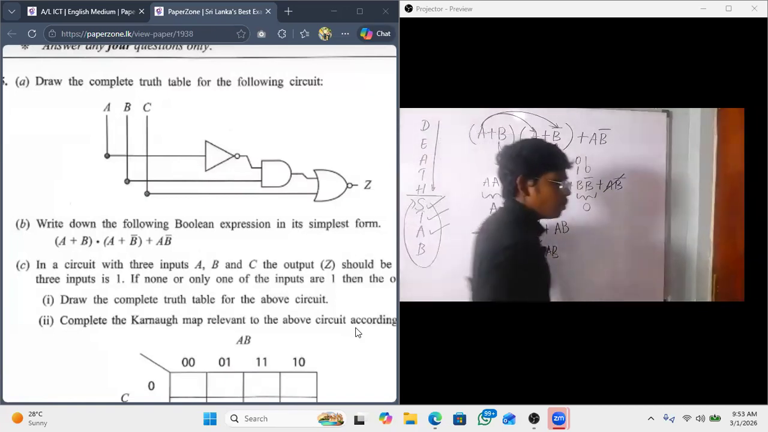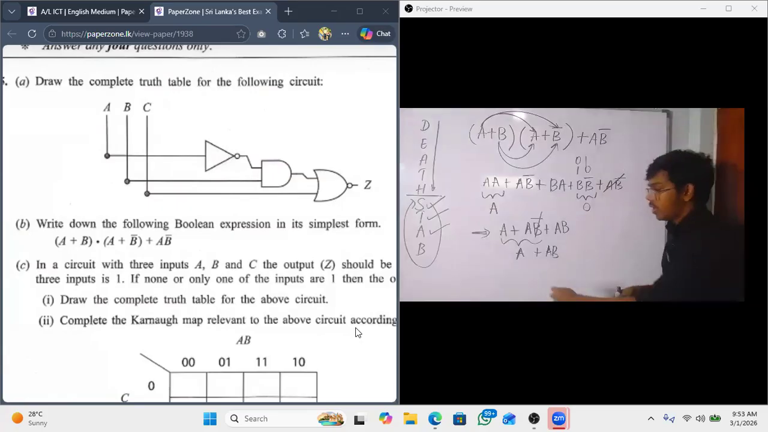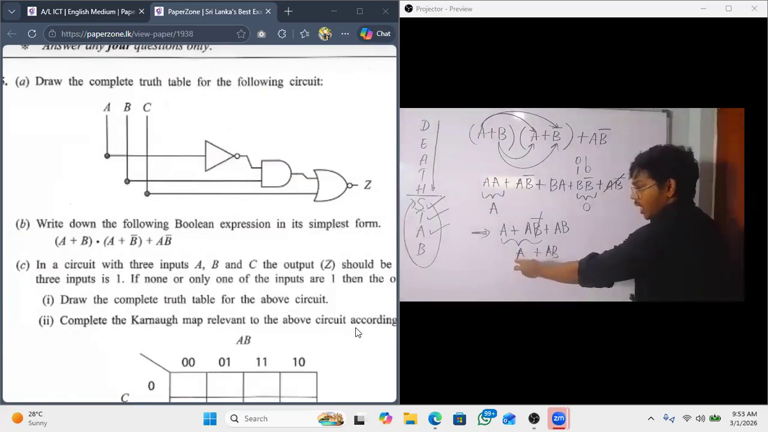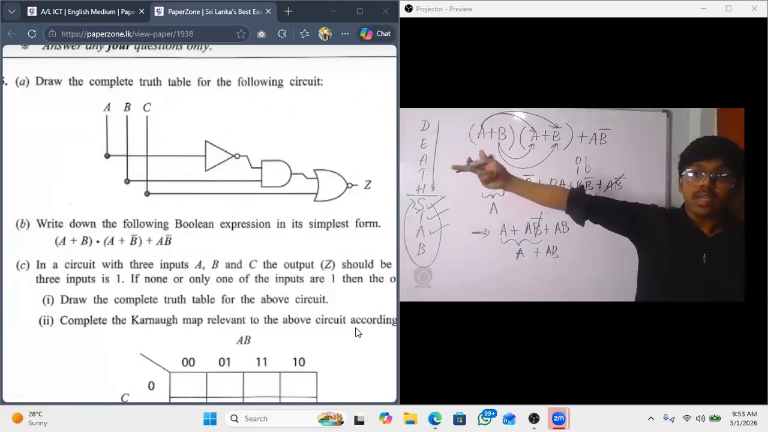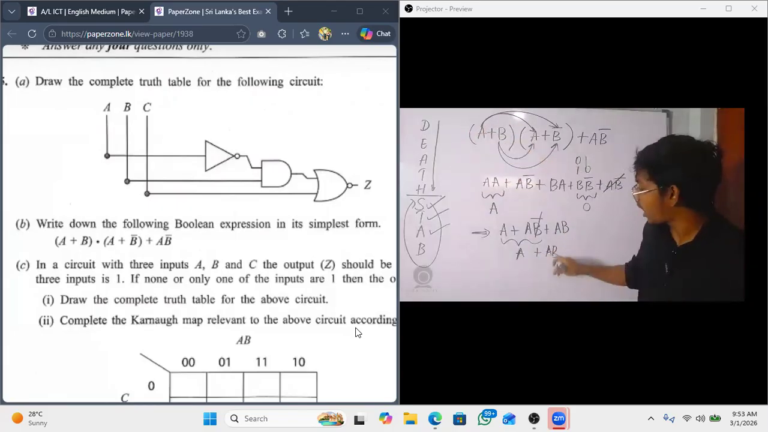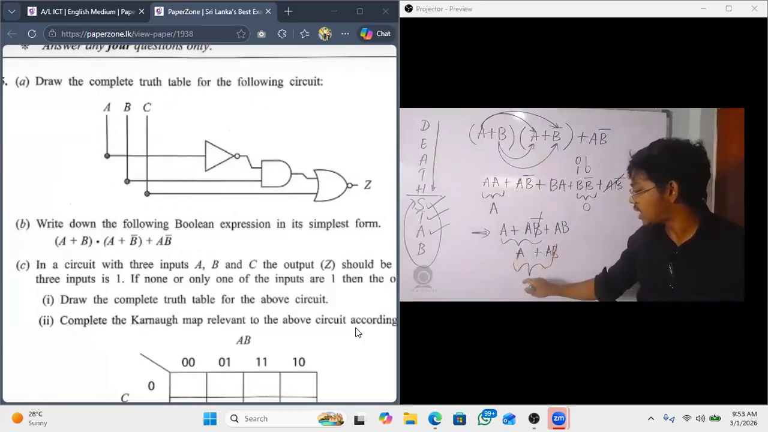Can you see the absorption again? Once again, here look. A again with his clone with someone else. Cut that person. A plus A. Your final answer is A.